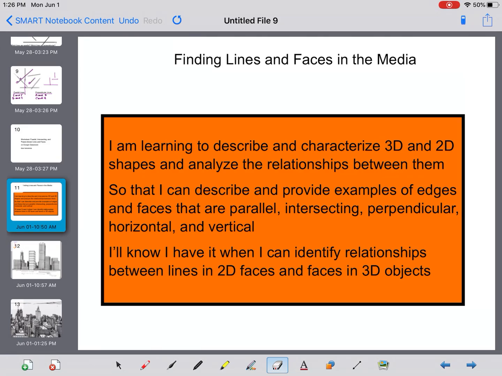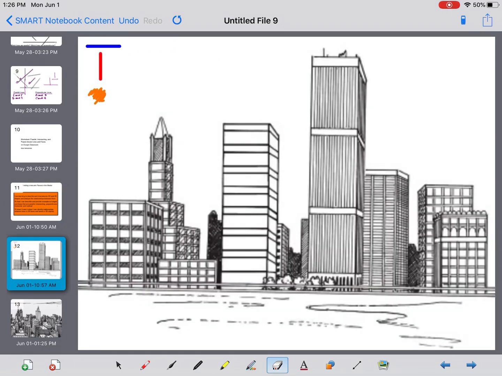Today's title is Finding Lines and Faces in the Media. Our learning intentions and success criteria are: I am learning to describe and characterize 3D and 2D shapes and analyze the relationships between them so that I can describe and provide examples of edges and faces that are parallel, intersecting, perpendicular, horizontal, and vertical. I'll know I have it when I can identify relationships between lines in 2D faces and faces in 3D objects.